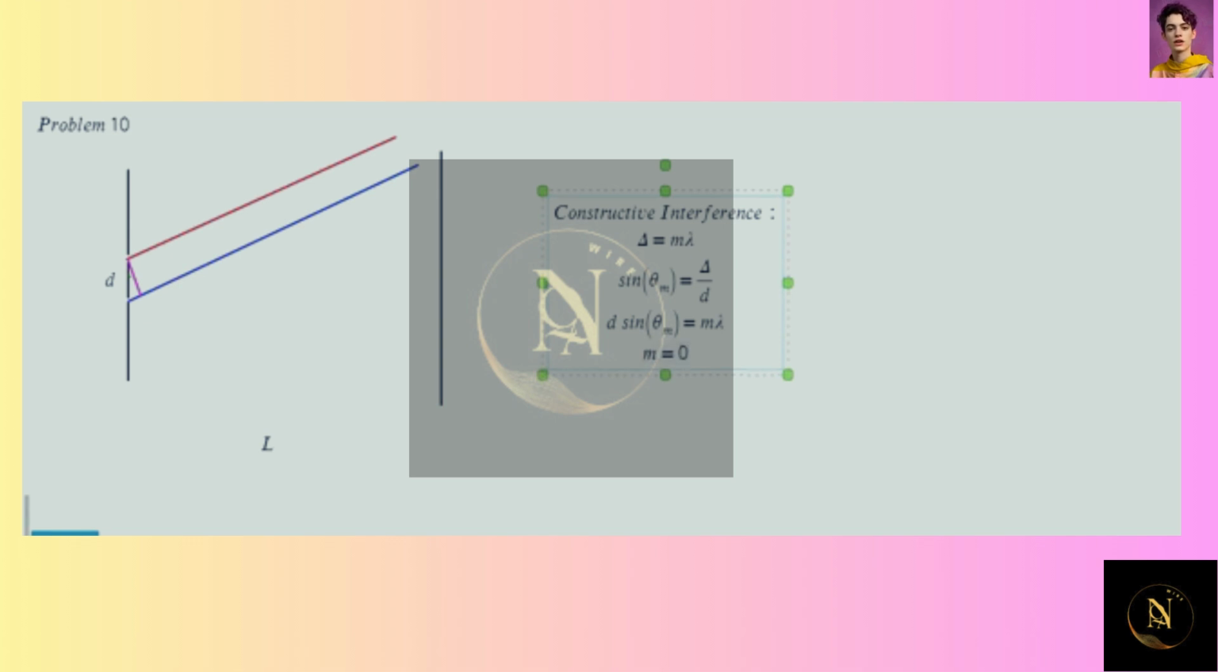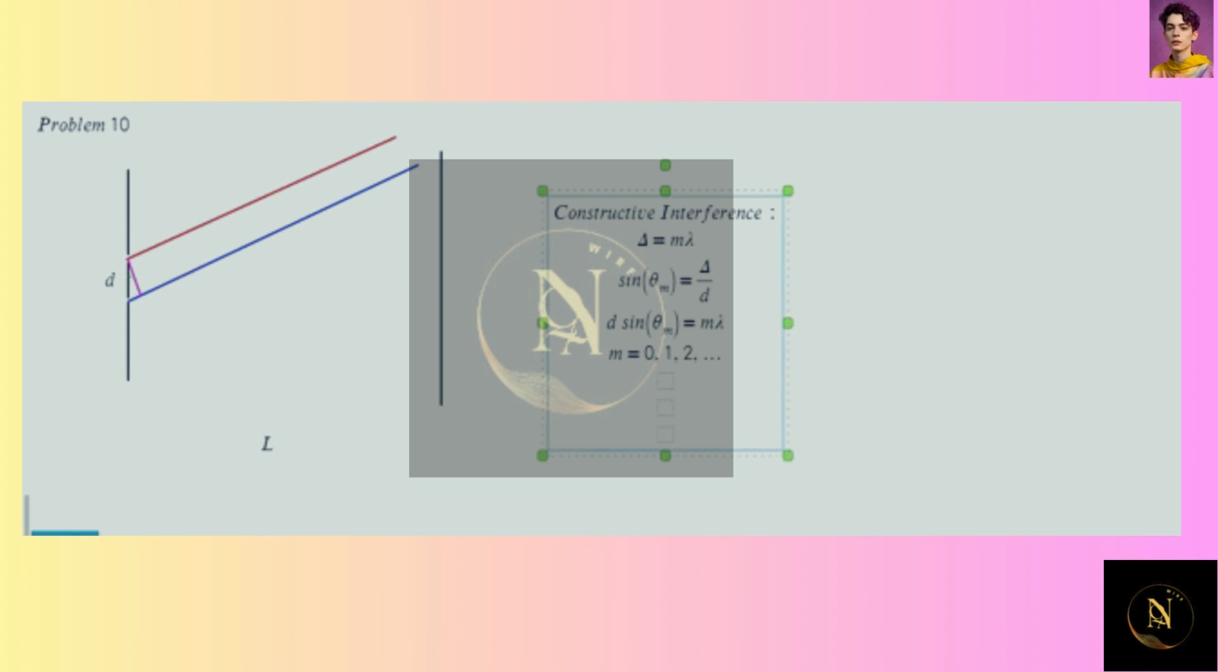again, it's an integer multiple, so it's 0, 1, 2, and so on. 0 is included because the 0th order bright fringe leads to a delta of 0, so constructive interference occurs. So m is limited to that.